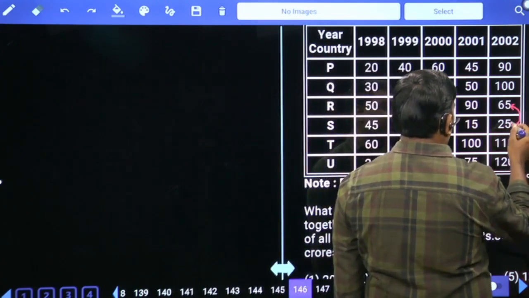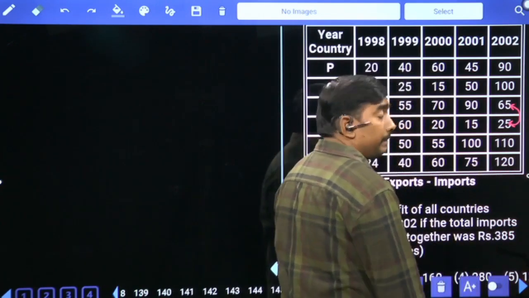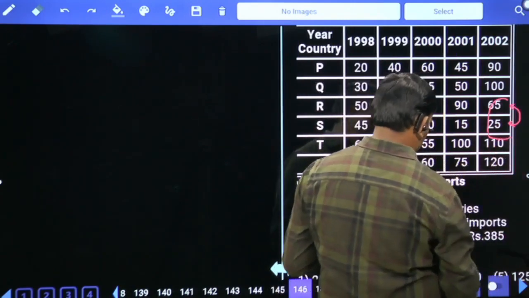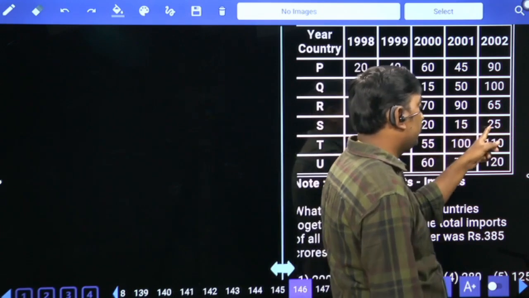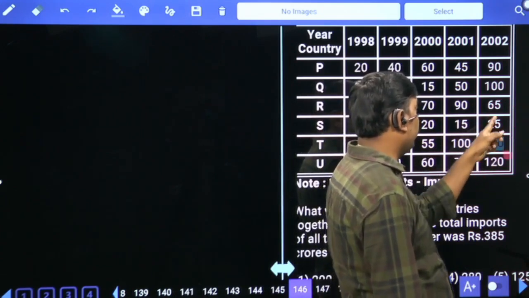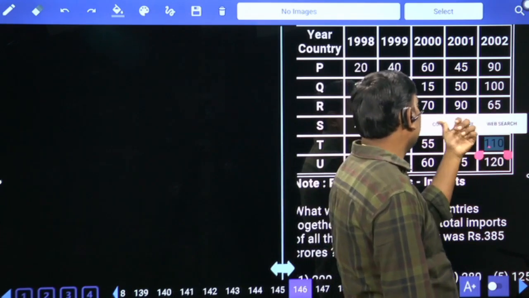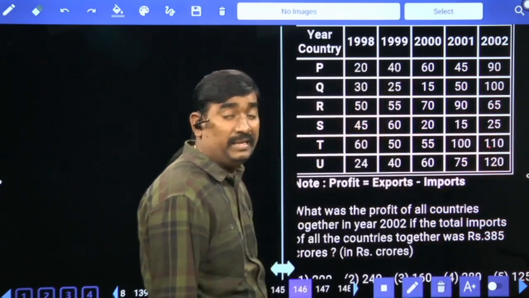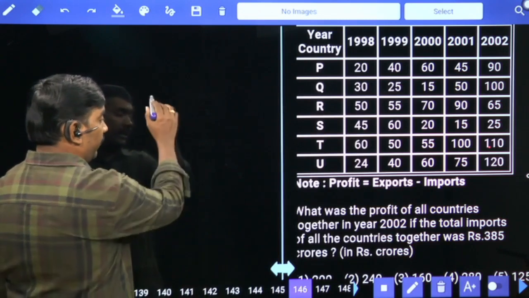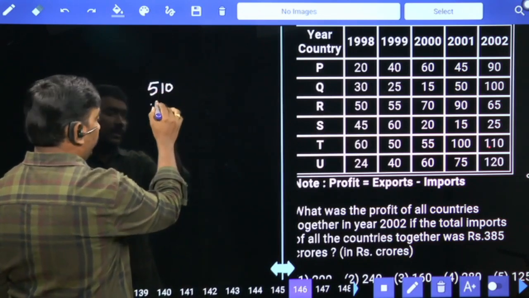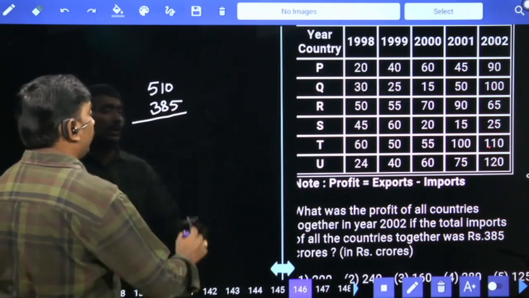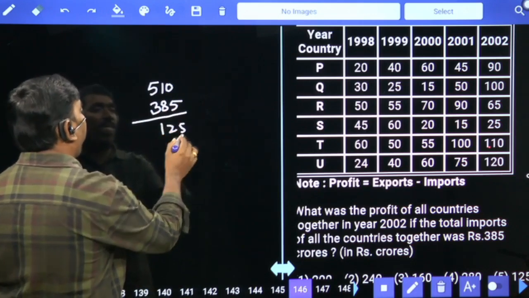25, 65, 90, 110, 200, 100, 300. 390 plus 120, 510. Exports minus imports, imports are 385, remaining is profit. 125 profit.